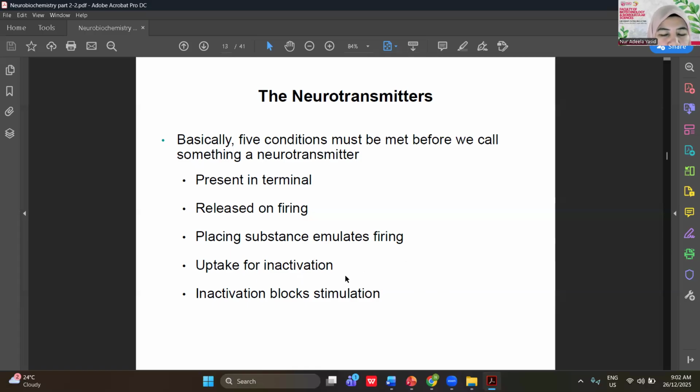Then uptake for inactivation. A mechanism must exist to inactivate or clear the neurotransmitter after its release. And the last one is activation block stimulation. Blocking the neurotransmitter's action or uptake mechanism should prevent further stimulation of the postsynaptic cell. This can occur through drugs or toxins that inhibit receptor binding, reuptake or degradation enzymes.